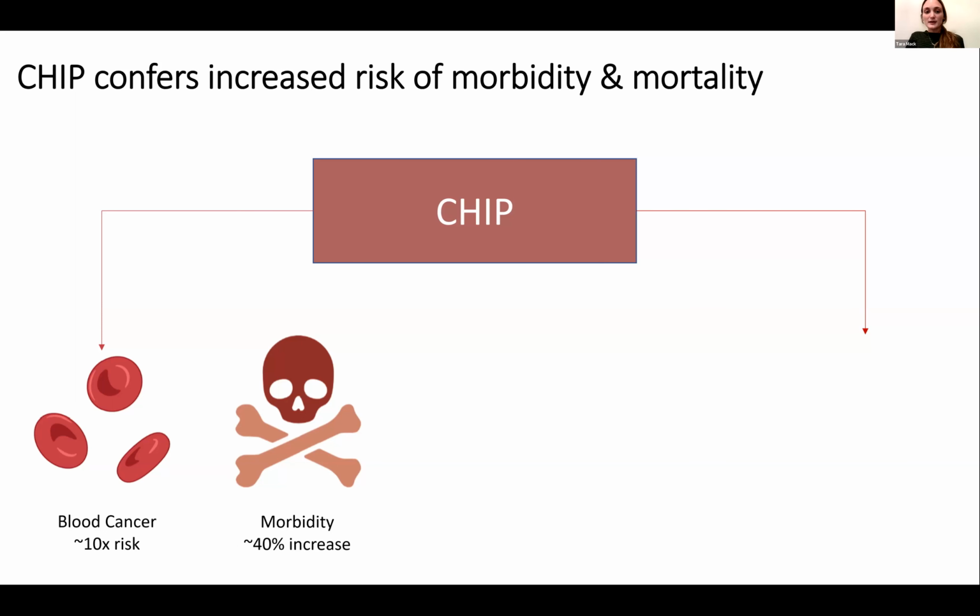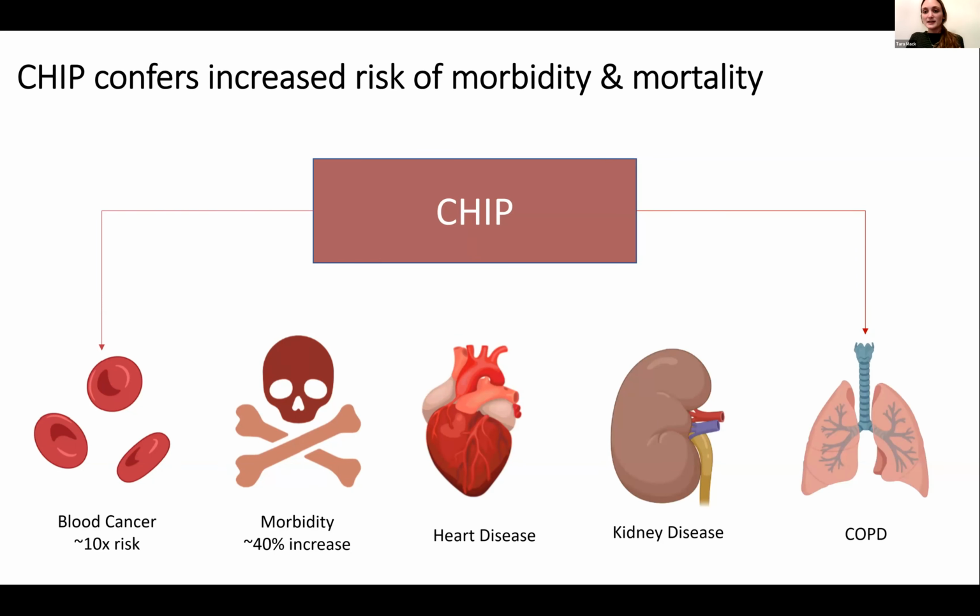But what we've noticed in recent years is that there are more and more organ systems that are being implicated with CHIP. And so we've seen associations with heart disease, kidney disease, COPD, lots of different body systems. You can sort of think that your blood is flowing through your body and interacting with lots of different systems. And so dysregulation in your blood can impact a lot of different things. And so because of all these outcomes, we're really interested in understanding CHIP and understanding how it plays into disease risk.